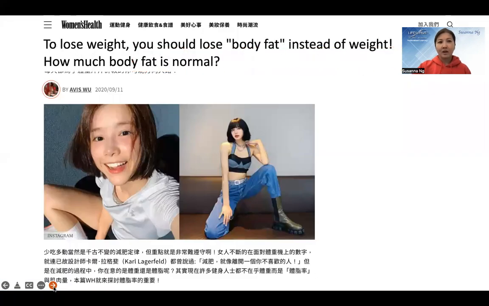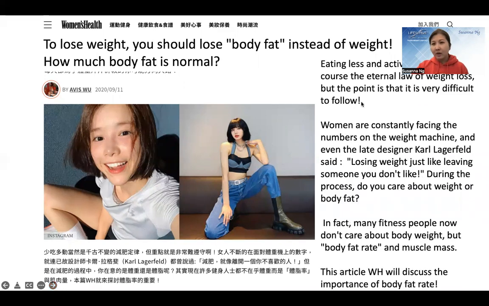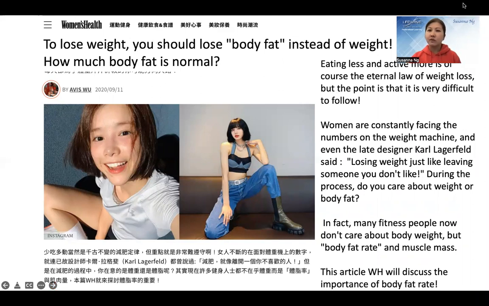A lot of people are concerned about weight, but actually the important thing is not the weight. To lose weight, you should lose your body fat instead. So how much body fat is normal? Eating less and being more active is of course the eternal law of weight loss, but the point is it is very difficult to follow.